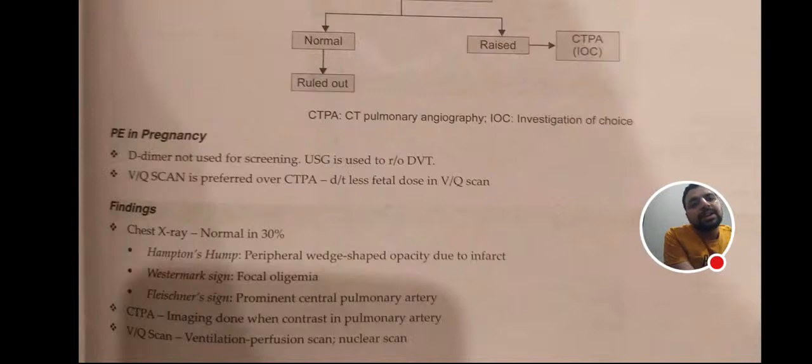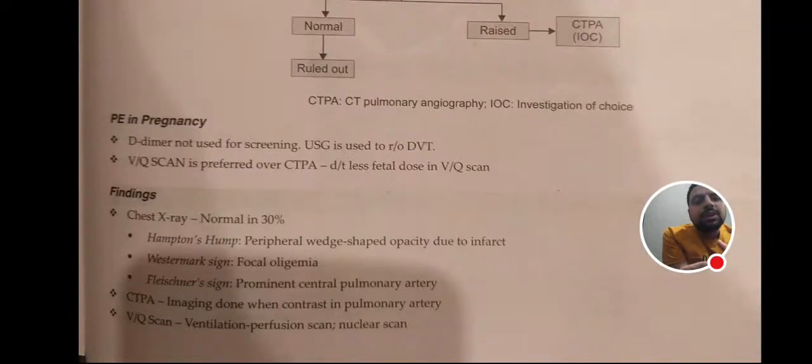Pulmonary embolism in pregnancy, D dimer not used for screening. USG is used for DVT, and VQ scan is preferred over CTPA. Less fetal dose in VQ scan. Chest X-ray normal in 30%. Hampton's hump, peripheral V shape opacity due to infarct, Westermark sign, focal oligemia, Fleischner sign, prominent central pulmonary artery. CTPA imaging is done when contrast is in the pulmonary artery. VQ scan: ventilation perfusion scan, nuclear scan.